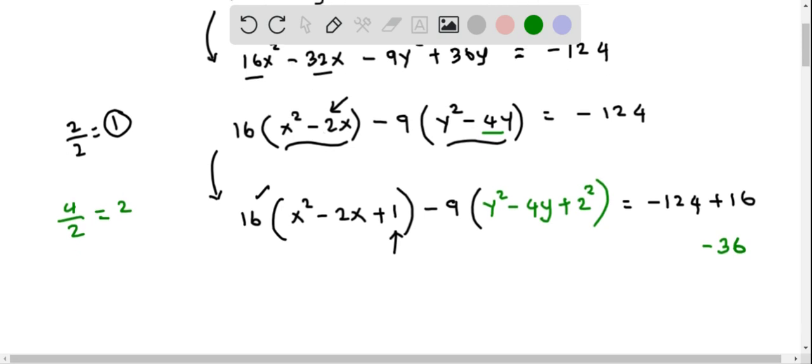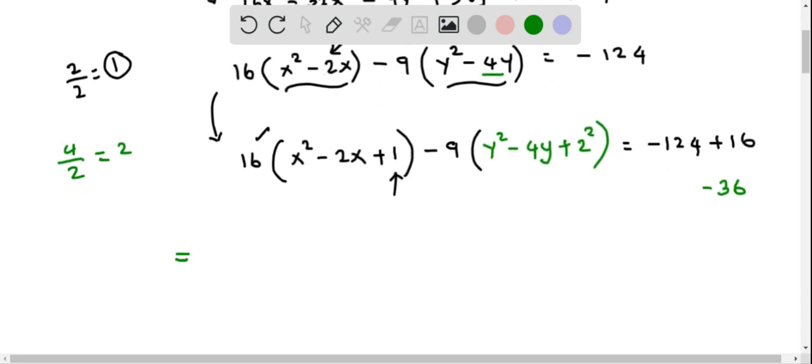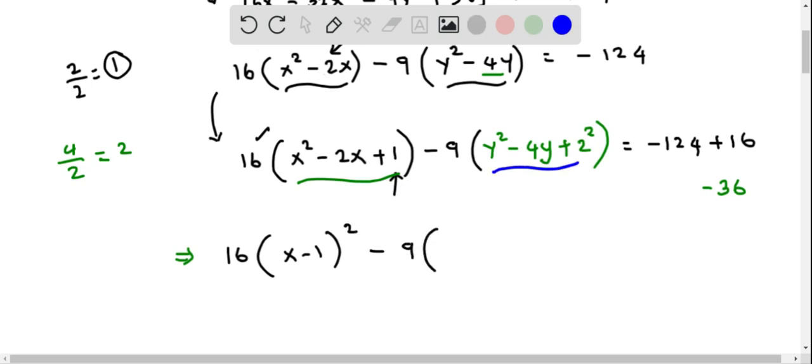Now we will put this in binomial square form. So in the next step, we are going to rewrite this as 16 times. This expression basically is the square of x minus 1, and this is a quantity squared, minus 9 times this expression, which is basically a binomial square, that is y minus 2 quantity squared, and this equals, we will simplify this, that is negative 124 negative 36, and then adding plus 16 we get negative 144.